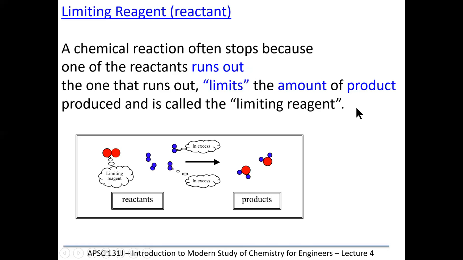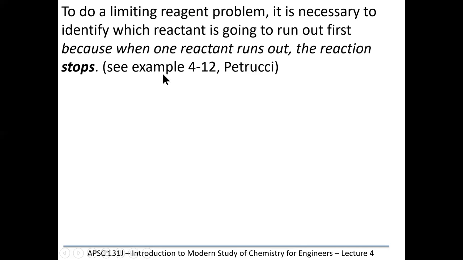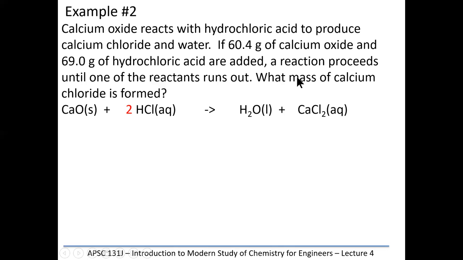Okay? So again, let's talk about it. There is an example in Petrucci, 4-12, if you want to take a look at it after the lecture; it shows another way of how it's done. Here I'm going to show you how it's done in this example. Calcium oxide reacts with hydrochloric acid to produce calcium chloride and water. If 60.4 grams of calcium oxide and 69 grams of hydrochloric acid are added, the reaction proceeds until one of the reactants runs out. What mass of calcium chloride is formed?